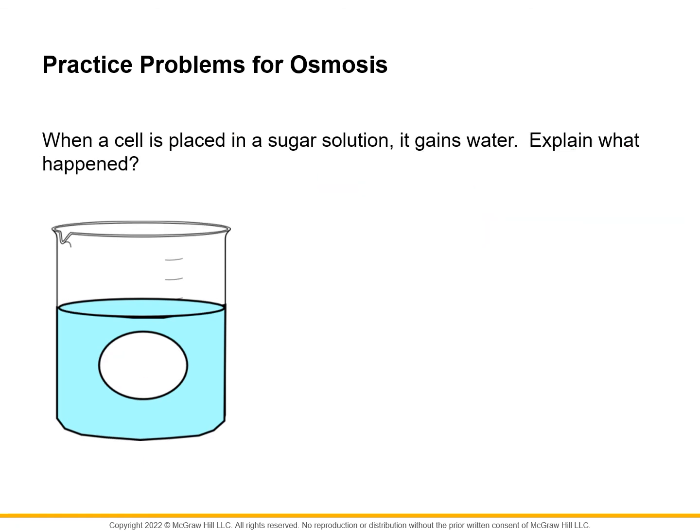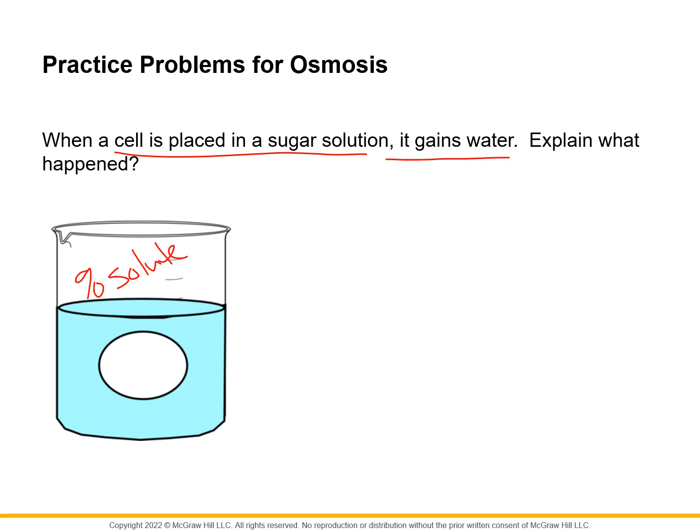The last practice problem for osmosis is: when a cell is placed in a sugar solution, it gains water. Explain what happened. For this problem, I'm not giving you percentages, but I'm giving you the effect, what happened. And what happened is that the cell gained water. So the first thing you know is that a cell is placed in a sugar solution. That means there is some sort of percent of solute in the environment.